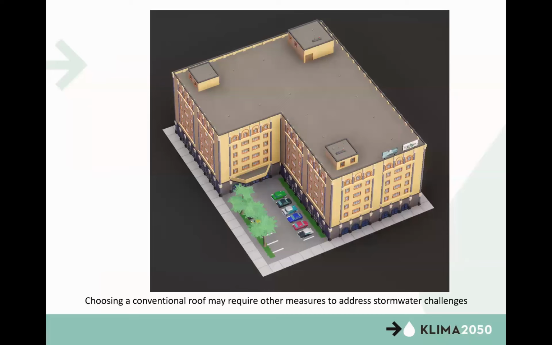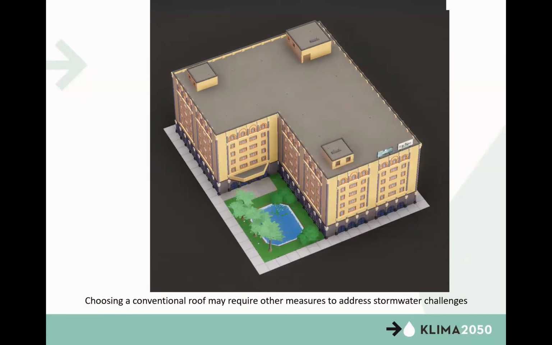So if you build a conventional roof on your limited plot of land, you still will have to think about, for instance, stormwater management. So if you don't utilize the roof, you might have to lose ground space. You have to set aside space in the ground for a pond or something to manage stormwater.